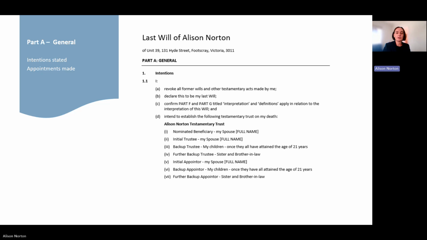Your spouse is also the initial trustee and appointor. And then in this case, as an example, we have backup trustees being your children once they're of a certain age. And then we have a further fallback in the event that your children aren't old enough. We've got an example here of trustees and appointors from either side of the family.